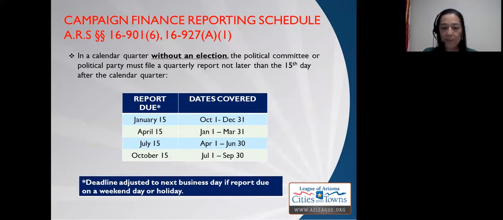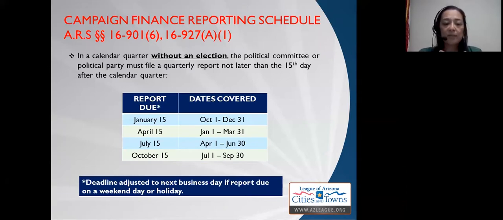All right, so for a campaign finance reporting schedule, the easy one obviously is if you don't have an election, then your political committees or political parties are just having to file strict quarter reports, no pre-elections or anything like that. So it's pretty easy. This is the schedule. This is in the manual as well.